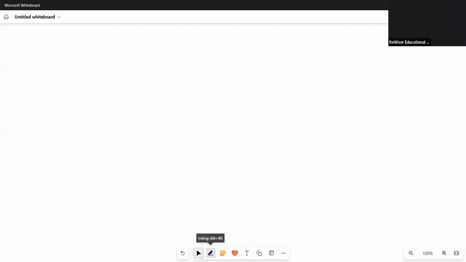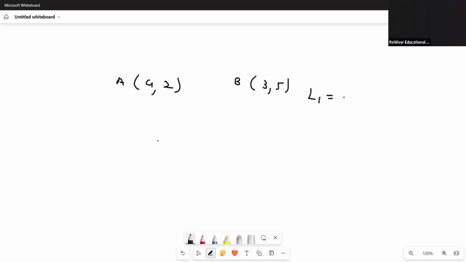Now, moving ahead to the other type of question asked. Suppose I give you the coordinates of point A as (a, 2) and the coordinates of point B as (3, 5), and there is a line L1 whose slope is equal to 1/3. Then what should be the value of a such that AB is perpendicular to L1? You have to get the value of a.